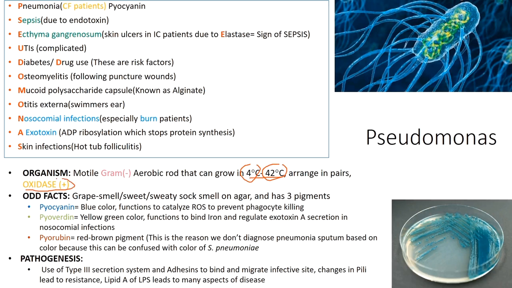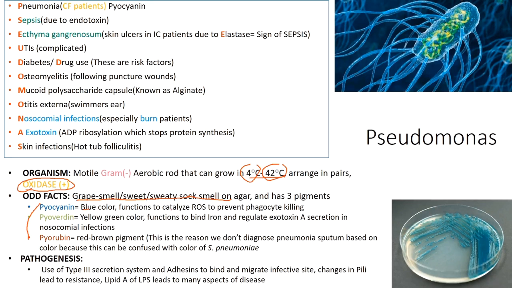And then it's also oxidase positive. There's only a few things that are oxidase positive, and this is one of them. So odd facts, it has a grape smell, like a sweet or sweaty sock smell, which I don't know how sweaty socks and grapes are described as the same thing, but apparently they are. And it produces three pigments. So these pigments are pyocyanin. This is your blue color, and is why I have it in blue.